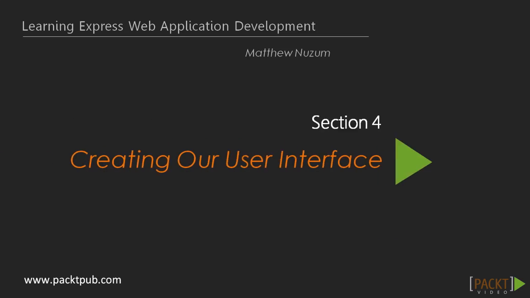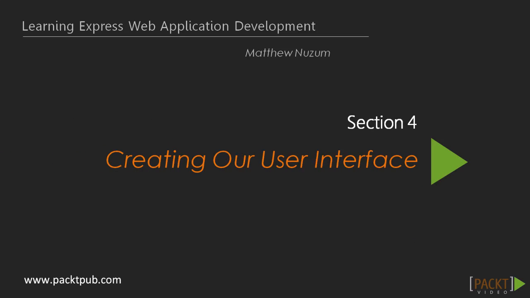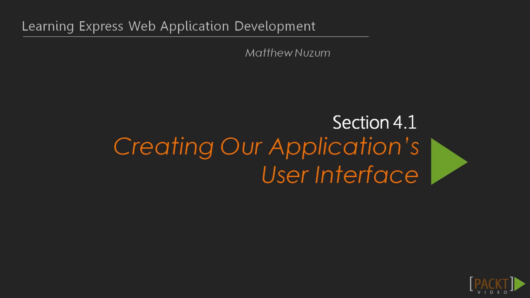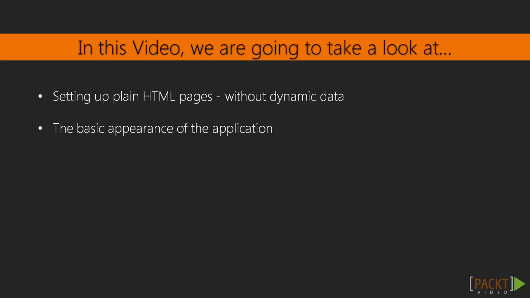We now have a pretty clear idea of what we're going to do and what modules are going to help us. In this section, we're going to build the HTML of the application. In this video, we'll set up plain HTML pages that have no dynamic data. Then we'll be able to click through the forms and see how our application would look. Later on, we'll add some dynamic data to these pages.